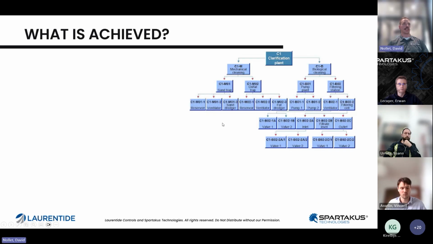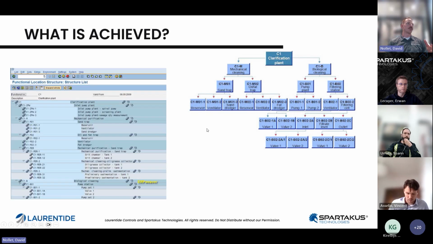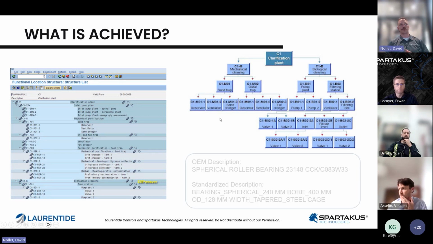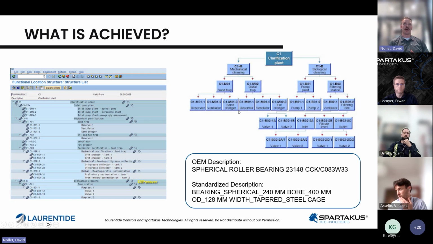So what this might look like, well, here's what an asset structure, sorry for the low resolution image, might look like in that asset tree structure. And here's what that same structure might look like in a CMMS, like in the given case, which is SAP. So I should be able to navigate, I should be able to drill down.